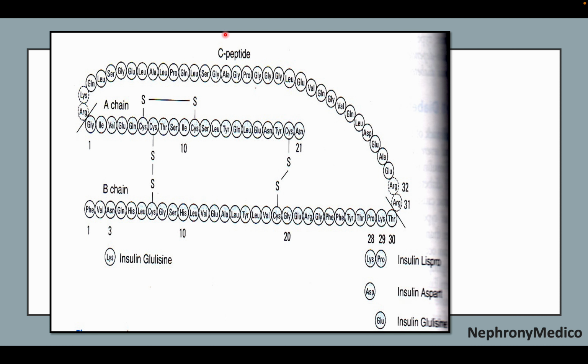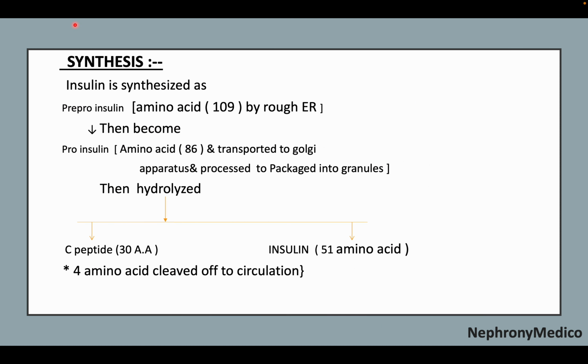This is a picture showing the molecular structure of insulin. Different amino acids are seen. Now, synthesis. Insulin is synthesized as preproinsulin and then becomes proinsulin and then is hydrolyzed into C-peptide and insulin, which is a 51 amino acid protein, and the 4 amino acids are cleaved off to circulation.